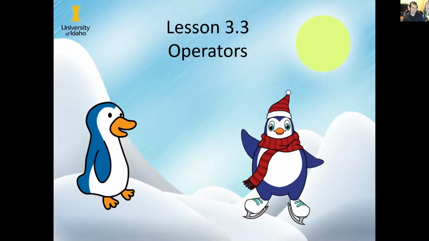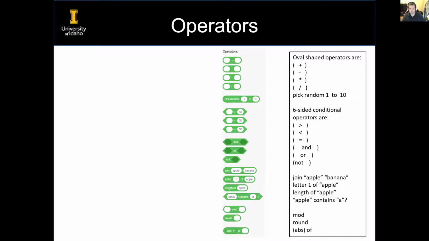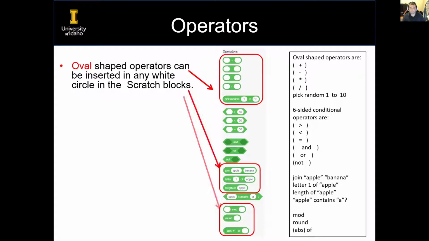Welcome to 3.3. We're going to be talking more about operators in this specific lesson. Operators are, in a basic sense, some of the math equations that are possible, along with a few other little quirks that just don't really fall into any other category, so we put them under the operators. So we have different shaped operators. We have the oval-shaped operators. Those could be inserted in anything that has a white circle in Scratch blocks. They can actually even be set inside of themselves, which is kind of cool.